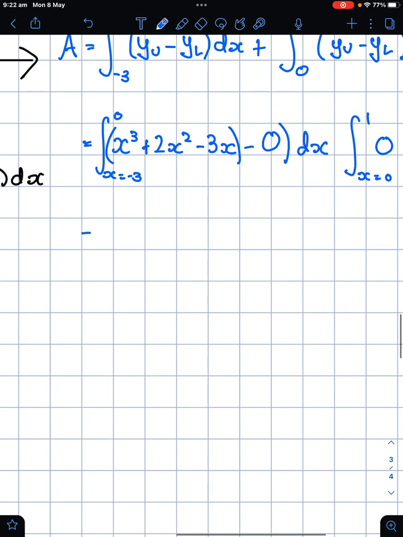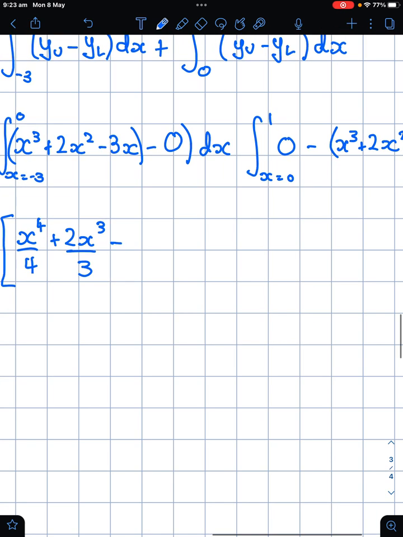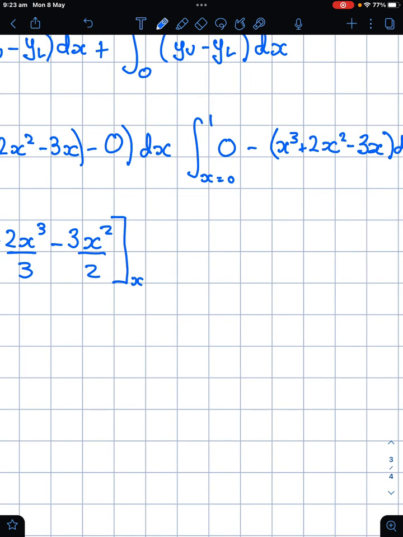Okay, so this is going to equal, once I clean that all up, this one here, all we've got is the 0. We don't need to change any signs or expand anything. Let's go straight into our integral. So we're going to have x to the 4 over 4 plus 2x cubed over 3. And then we've got minus 3x squared over 2. And that's from x equals negative 3 up to 0.